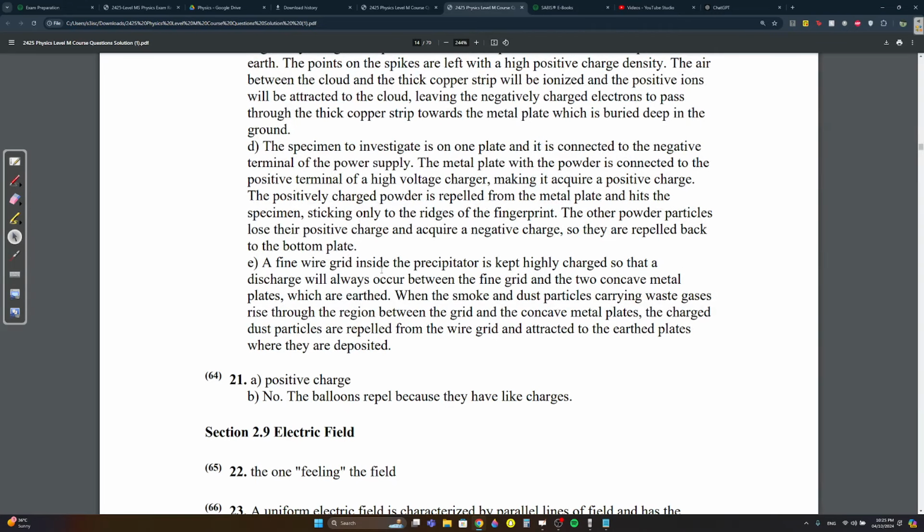How does the electrostatic precipitator work? A fine wire grid that's positive is put in the precipitator, so that a discharge will always occur between the fine grid and two concave metal plates. When smoke and dust particles rise through the region, the charged dust particles are repelled from the wire grid and attracted to the earth plates where they are deposited. You have the wire grid here, and you have the plates here. The dust comes here, it's repelled by the positive grid, it goes onto the plates. So that's pretty much it.